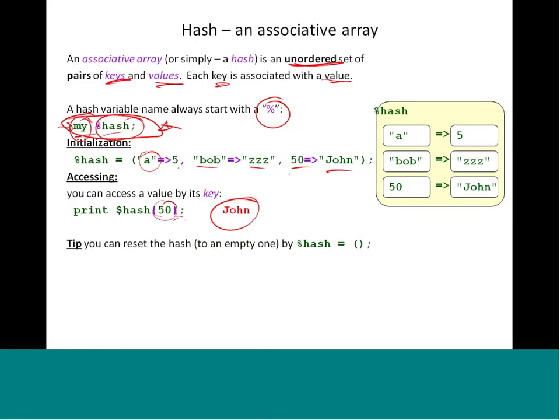And if you want to reset this hash table, you just remove all the key value pairs, and simply do this, and that will reset it. Now let's look at how we modify. What happens when we say hash Bob is AAA? The value simply changes, from ZZZ to AAA.